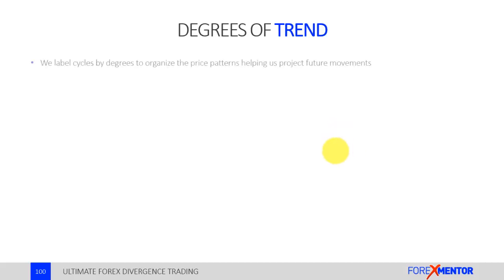Degrees of trend. Now, we label cycles by degrees to organize the price patterns, which helps us to project the future price movements. Basically, it's a way for us to keep track of the different cycles, the different fractals. Now, I personally do not spend a lot of time labeling charts. I'll do it more so for the follow-up service just so we're all on the same page.